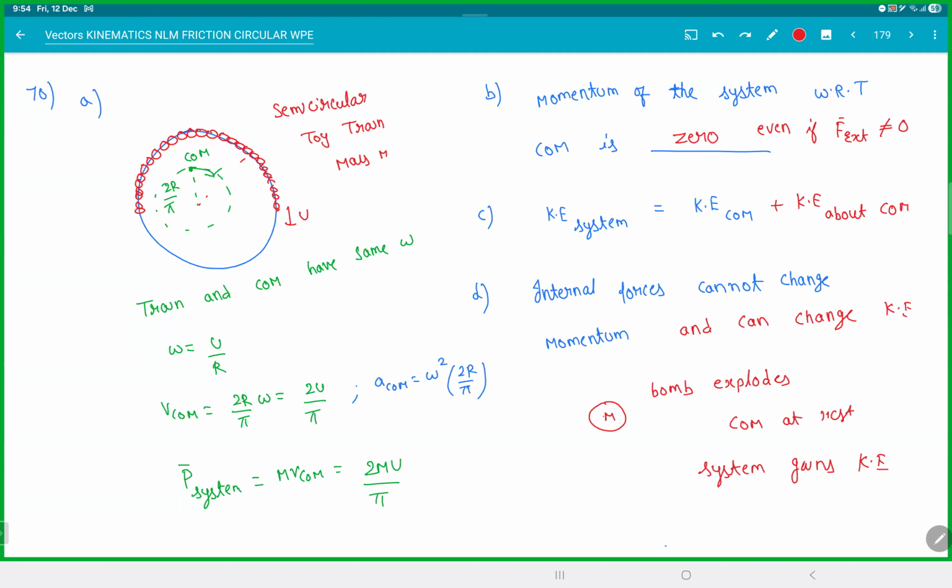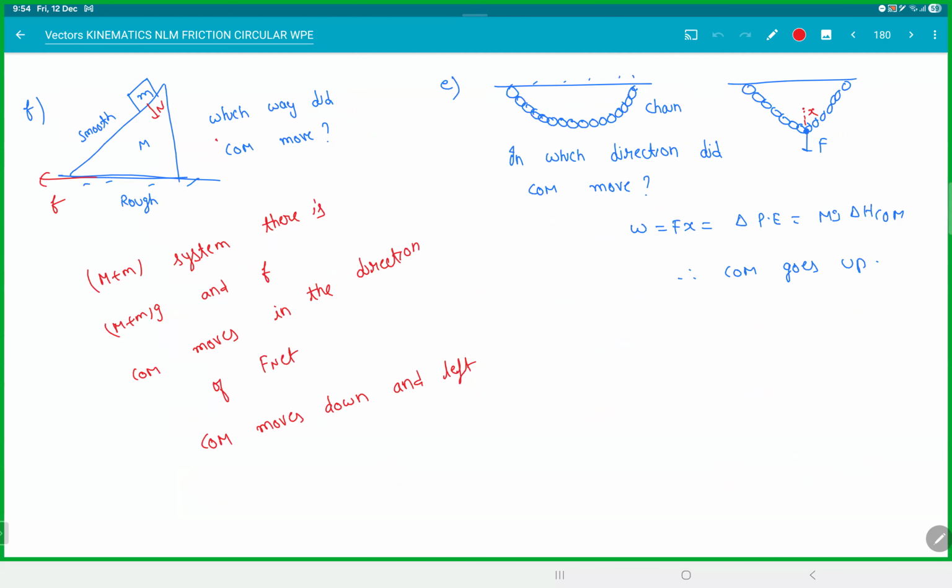Internal forces cannot change momentum, but they can change kinetic energy. When a bomb explodes, you gain extra energy because of internal forces. Internal forces can do work, so be careful with that. They can't affect the momentum though. What about this thing? When you pull the chain down, aren't you doing positive work? Force is down, displacement is down. So work done by external force must be change in potential energy. That means the center of mass must have gone up.